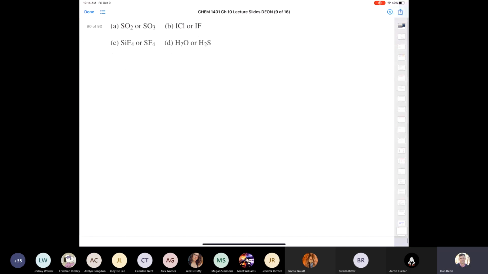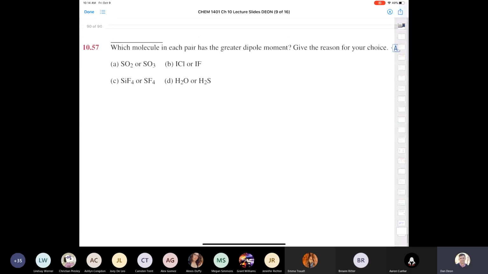So this is the last problem I have in the entire chapter. Which molecule in each pair has the greater dipole moment? Give the reason for your choice. SO2 or SO3. Again, do you want me to give you guys some time to try and figure these out, or do you want me to just solve them?